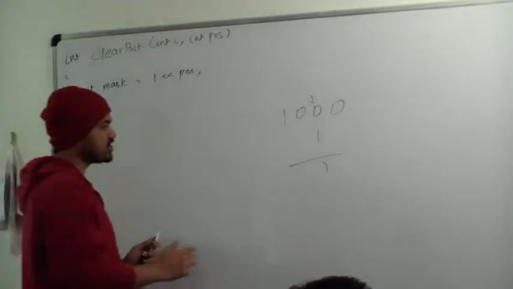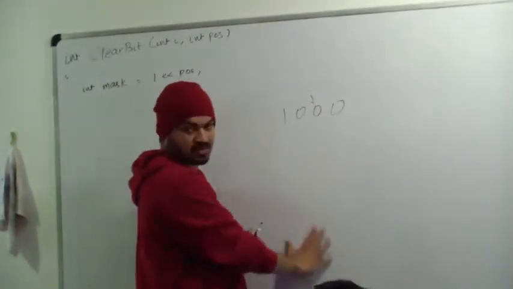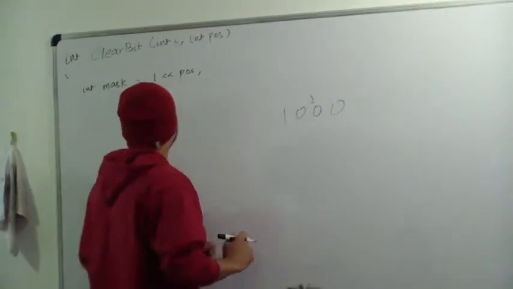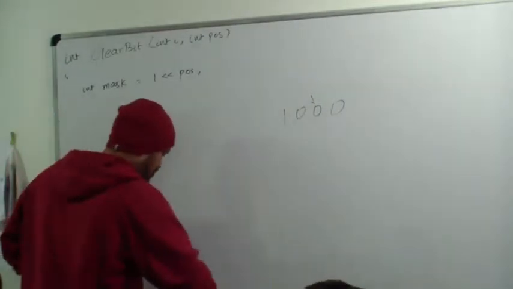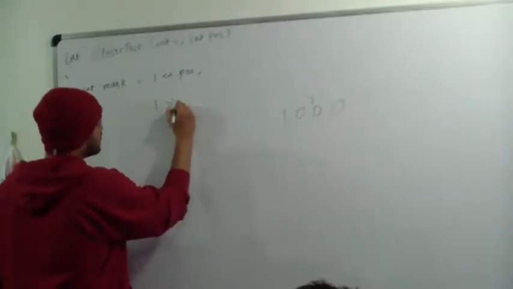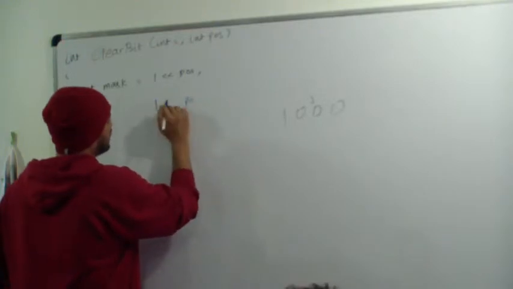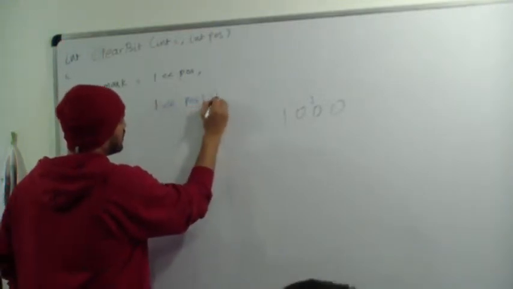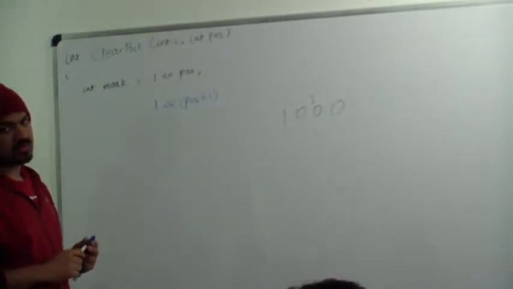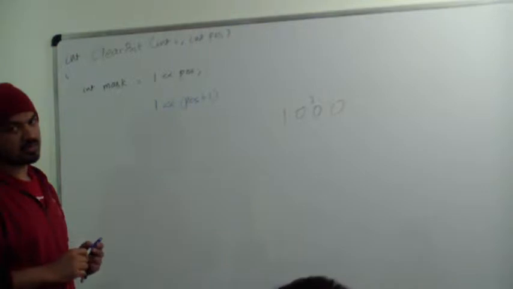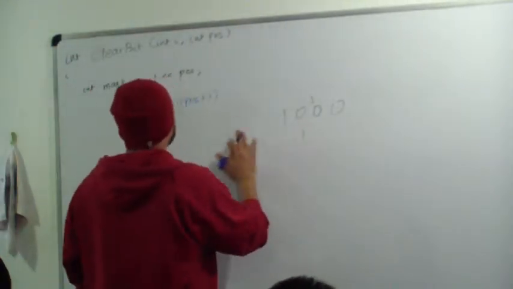Right shift it with position plus 1, and then AND it with position plus 1. So I am right shifting what? The number or the mask? The mask. So instead of 1 left shift position, you will make it position plus 1, left shift only. Now position plus 1 will have 1 and after that it will be 0. Just negate the mask and AND.